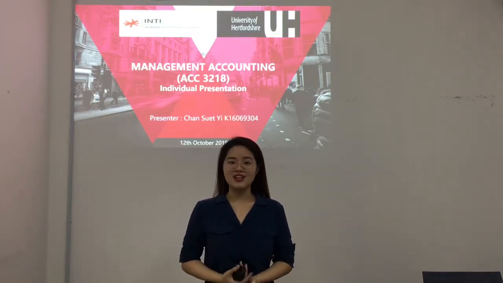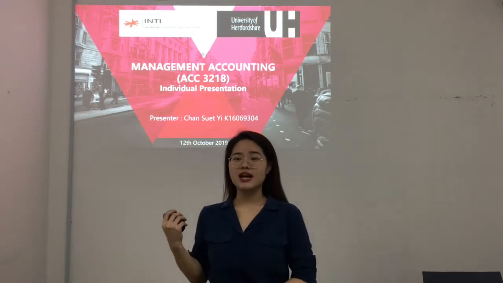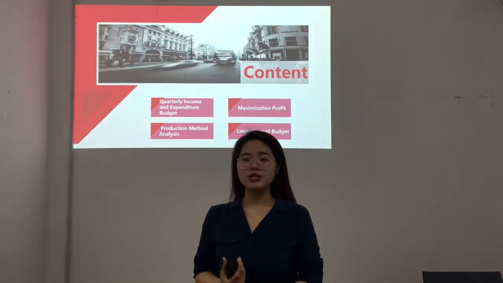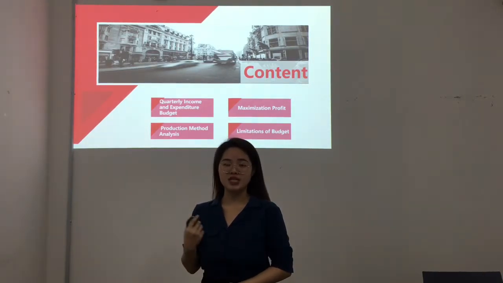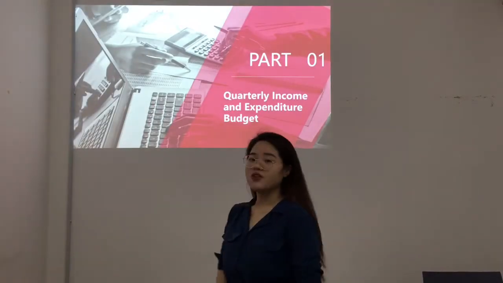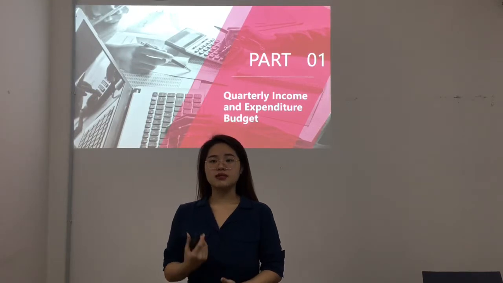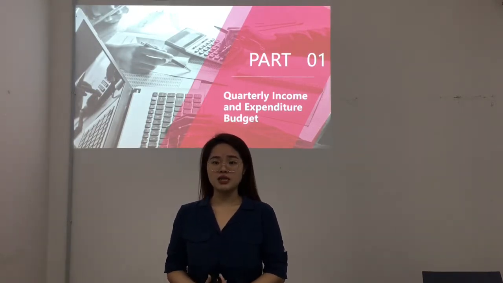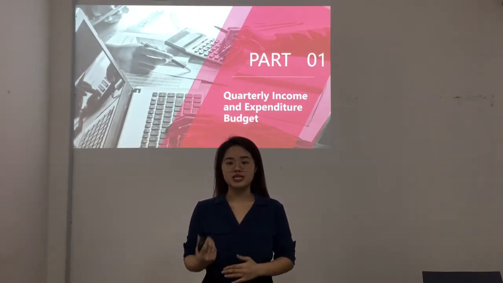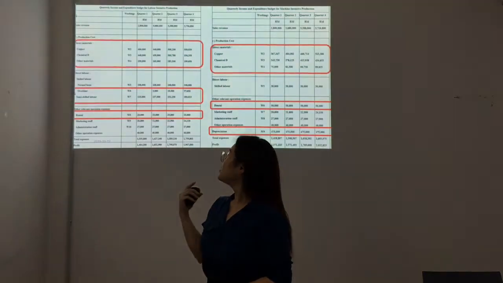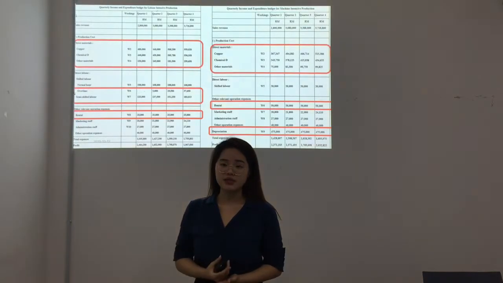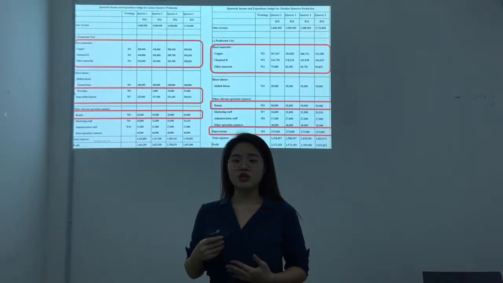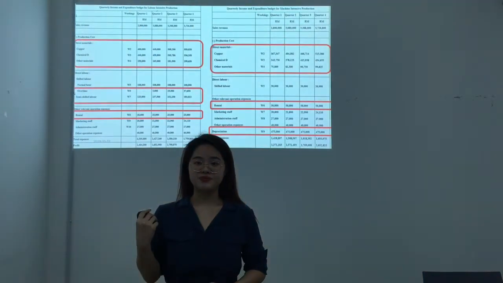I am Sashidi. Today I'm going to present about the quarterly income, expenditure, budget, ways to maximize profit, production method analysis, followed by the limitation of budgeting. First of all, I will discuss about the quarterly income and expenditure budget for both labor and machine intensive. You can see from here that there is a difference on the direct materials, direct labors, and other operating expenses after transforming to machine-intensive production.